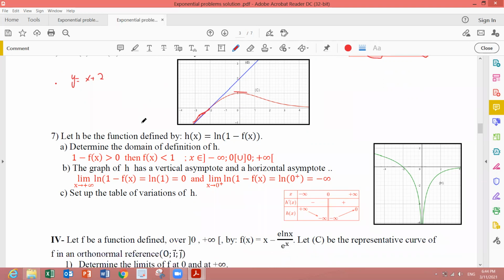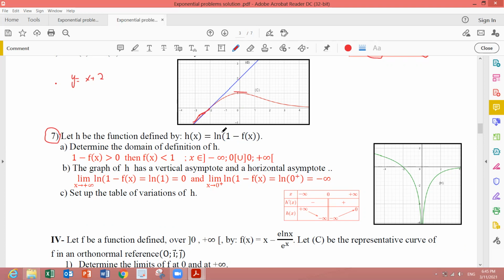Part 7. Let h be the function defined by h(x) equals ln(1 minus f(x)). Determine the domain of definition of h.